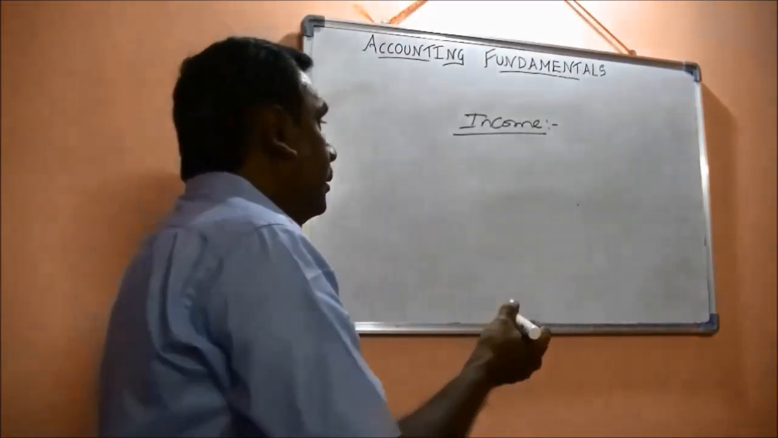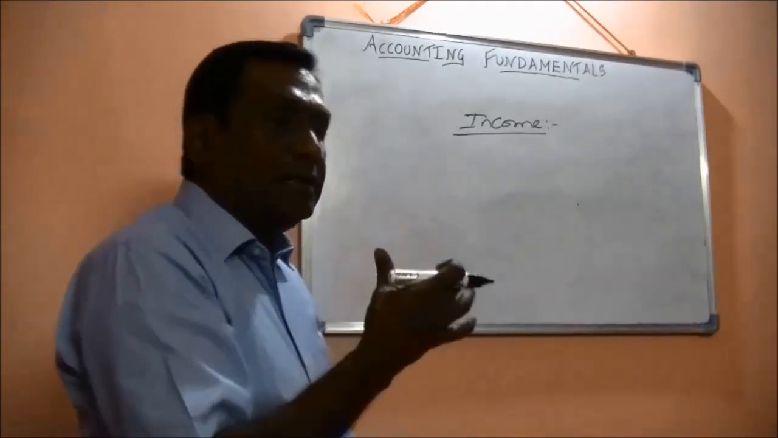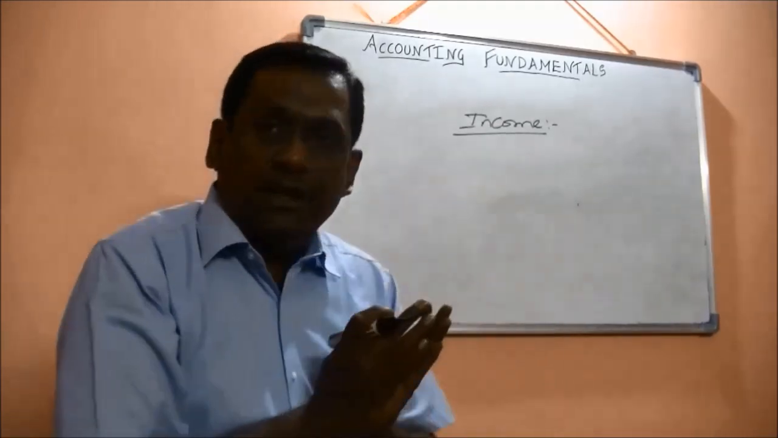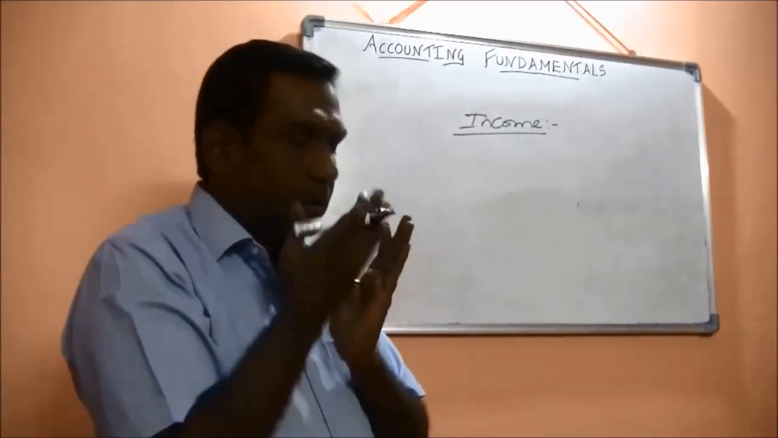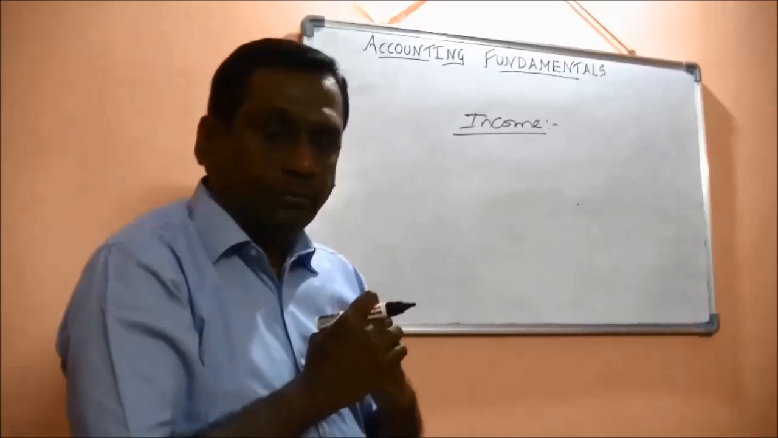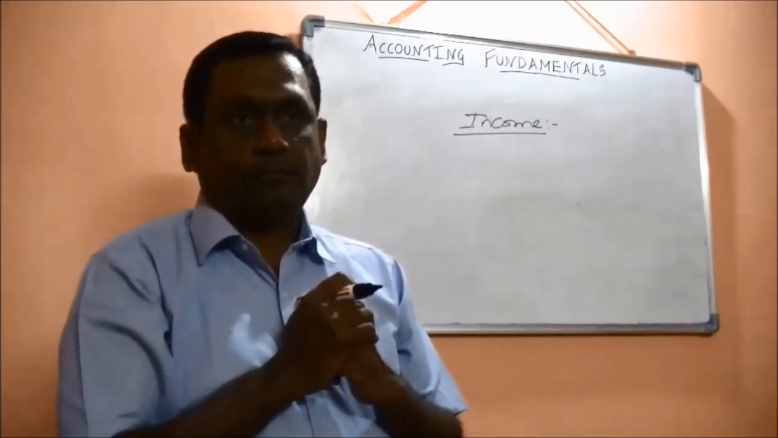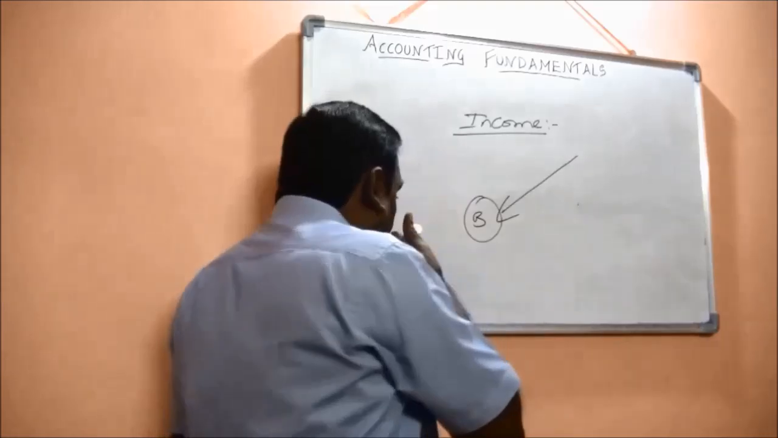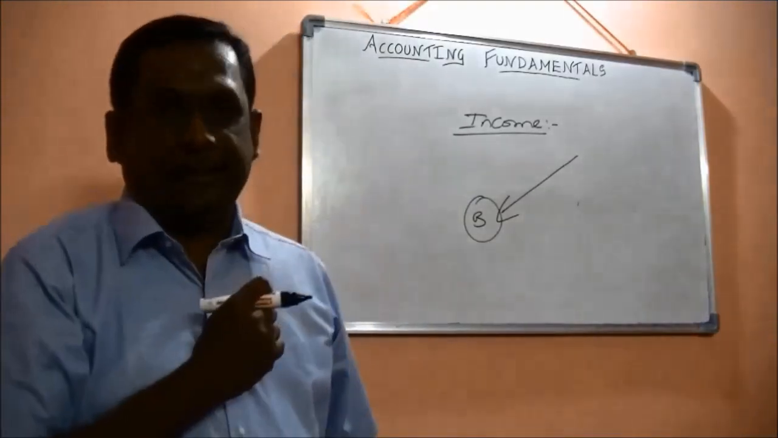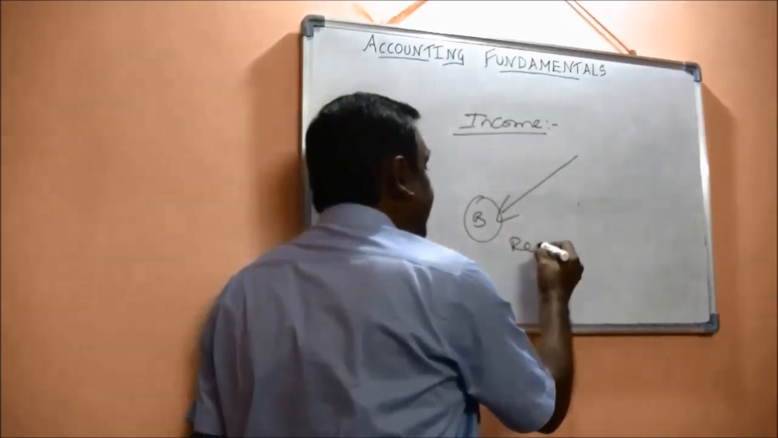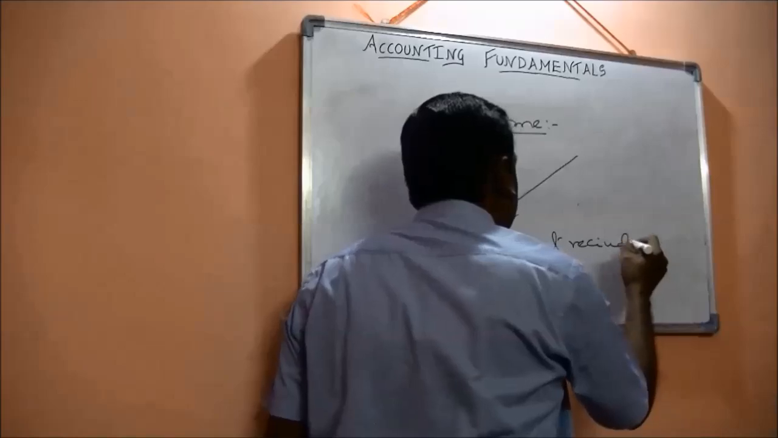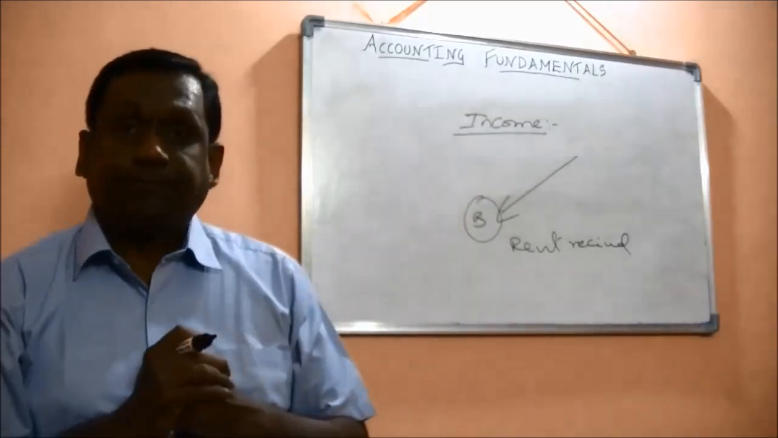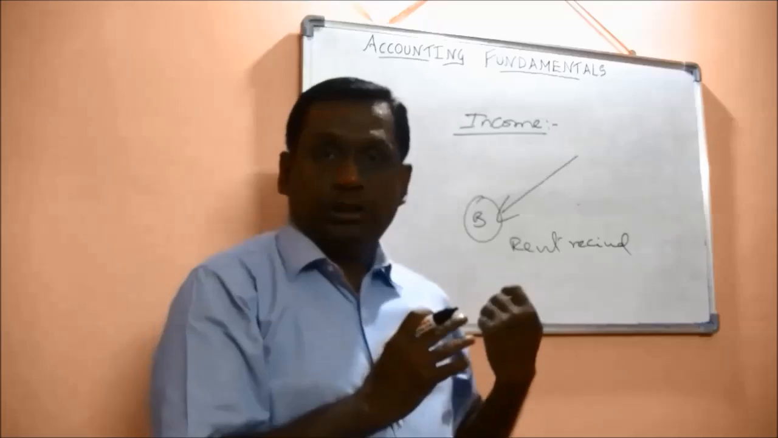For example, business has a facility and it provided that facility to a tenant who in turn is paying rent to the business. So business is receiving rent from the tenant. So rent received from the tenant is income. So this is called an income.